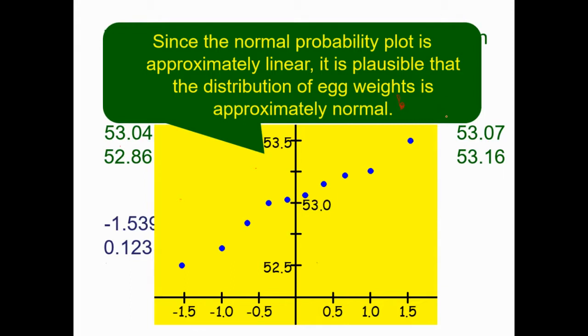They follow, I can't even draw a straight line. They follow pretty closely to a straight line. So it's plausible that the distribution of egg weight is approximately normal. Which, that's the two blanks on the bottom of the page. Linear and plausible.